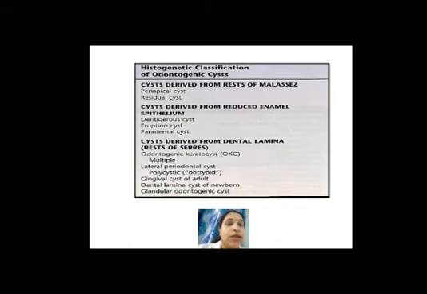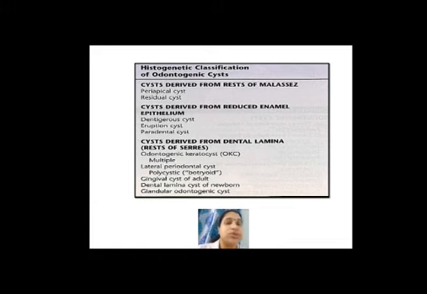There is one more classification for odontogenic cysts: they can also be classified according to the cell of origin. For example, if it is from the epithelial cell rests of Malassez, then the classic example is the periapical cyst or radicular cyst. If it is from the reduced enamel epithelium, it is a dentigerous cyst. Then there are some cysts that are derived from the dental lamina.